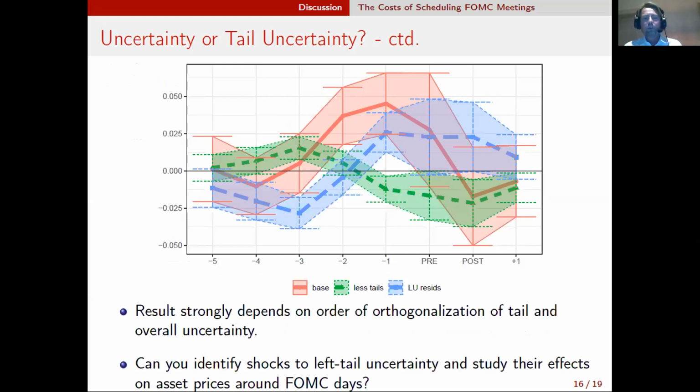And so if you superimpose the three different types of dummy regressions, we see that if I purge left tail uncertainty from overall uncertainty, I'm back to something similar to the base scenario without any orthogonalization. So really, I think the result in the paper strongly depends on the order of orthogonalization of tail and overall uncertainty. And so I'm asking myself, can you identify shocks to left tail uncertainty and study their effects on asset prices around FOMC days, or disentangle left tail uncertainty more cleanly from the options data that you have than you're currently doing?